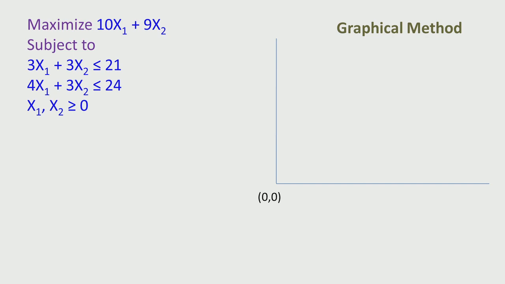Now the x axis will represent the first variable, which is x1, and the y axis will represent the second variable, which is x2. We now try to draw the two constraints into the graph. We take the first constraint, which is 3x1 plus 3x2 less than or equal to 21, which is an inequality. So, what we do is we draw first the corresponding equation, and then we find out that area in the graph which maps to the inequality.